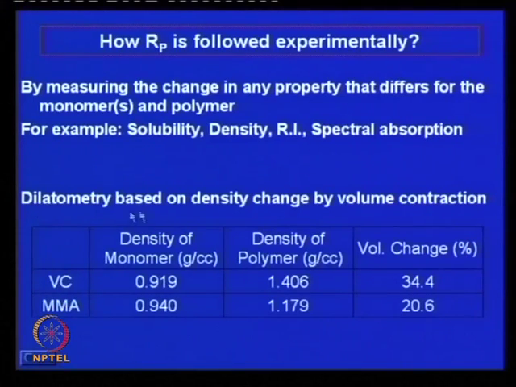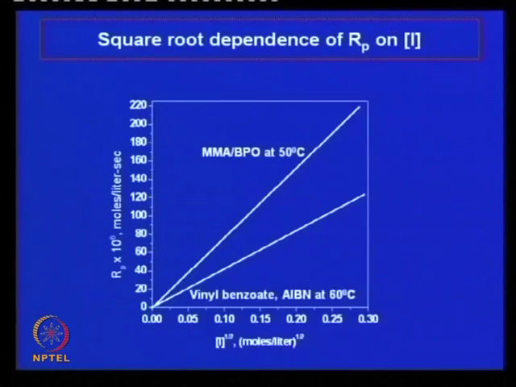Now, in a dilatometric experiment, with the help of a dilatometer based on density change by volume contraction, in cases of vinyl chloride polymerization and methyl methacrylate polymerization, this was the density of the monomer, then the density of the polymer. So, the volume change is this. From this volume change, which is proportional to the growth, one can calculate the rate of polymerization. Am I clear? Then this shows a square root dependence of rate of polymerization on initiator concentration.